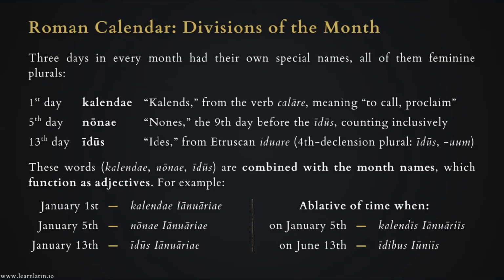All right? Why? Because you use the ablative of time when. Same thing with, for example, the Ides of June or June the 13th. You have to say idibus Juniis, and that's an ablative, ablativus temporis, ablative of time when. Okay, so just be aware of this. I hope this is not too confusing, but if this is clear, you at this point know how to indicate 3 days of the month.